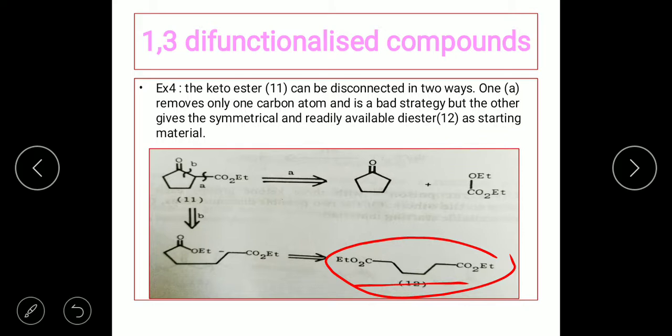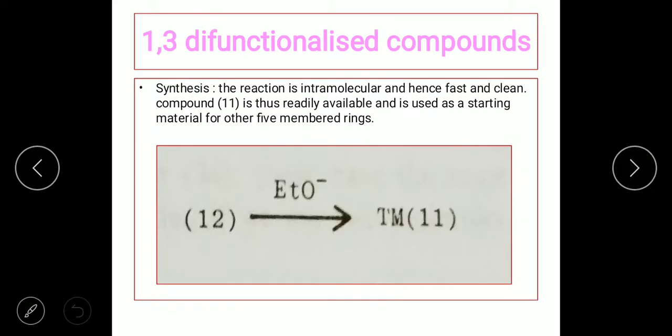So whenever you get a cyclopentanone of this kind, right, make use of the disconnection in the ring itself, so that it is going to be easy for you to write down the synthesis. So again you're going to do the synthesis in the presence of a base. The reaction is intramolecular and hence fast and clean. Compound 11 is thus readily available and is used as a starting material for other 5-membered rings. Okay, so this is how we are going to do the synthesis.